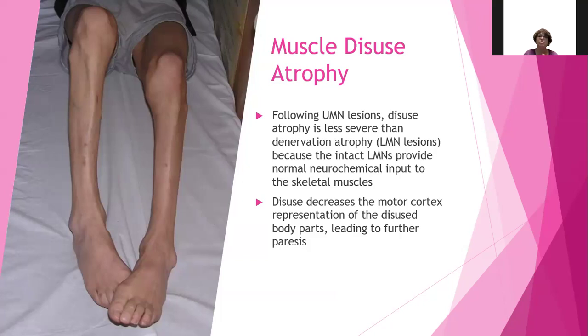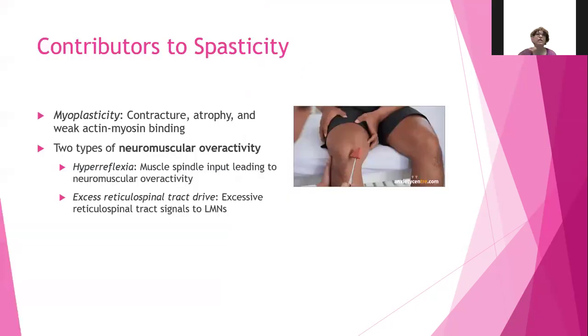Disuse decreases the motor cortex representation of the disused body parts, leading to further paresis. And when we say it decreases the motor cortex representation, it's sort of like somebody took an eraser and smeared that motor homunculus. So you don't quite have that one-to-one mapping that you had normally. Myoplasticity can definitely contribute to spasticity, contractures and atrophy and weak actin myosin binding.